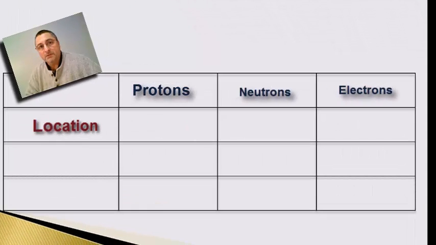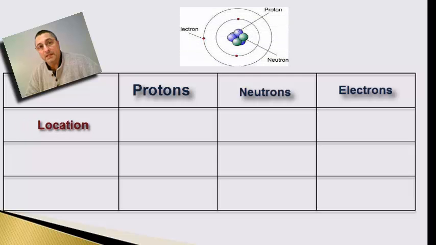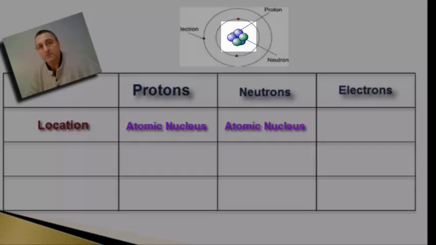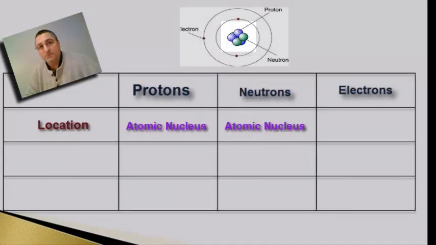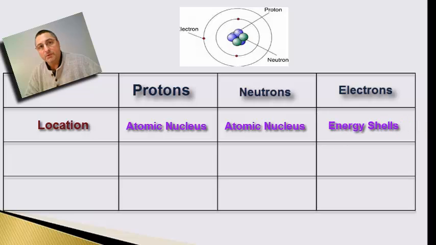But first, let's decipher what the differences are between protons, neutrons, and electrons. One of those things is location, where the subatomic particles are found within the atom. Protons and neutrons are going to be located in what's known as the atomic nucleus. Now, the atomic nucleus is just a centrally located area. It is not enclosed by a membrane or anything like the cell nucleus would be. The electrons, on the other hand, are going to be orbiting around the atomic nucleus in what we would call energy levels or energy shells.